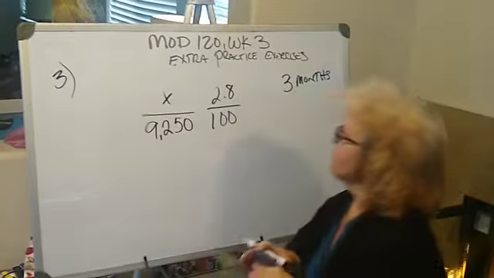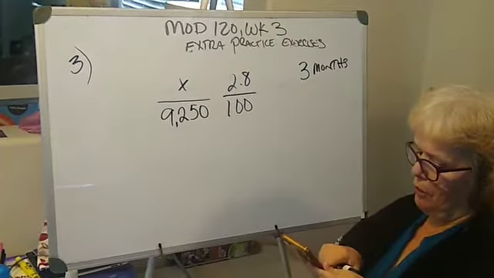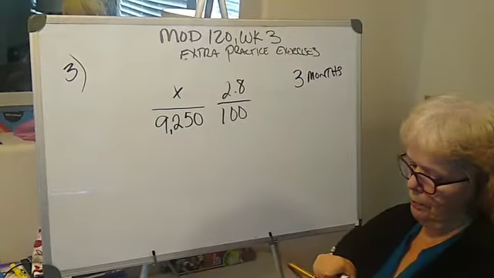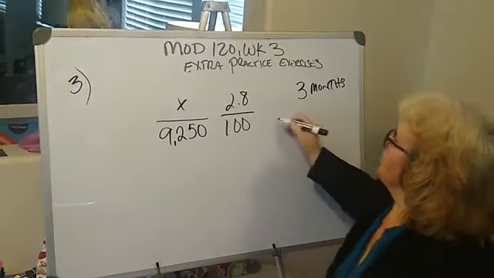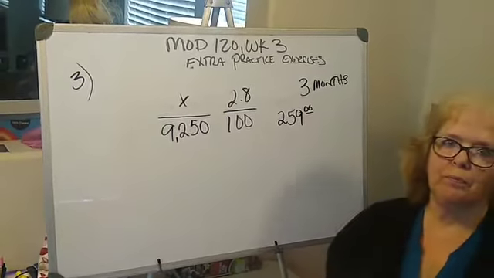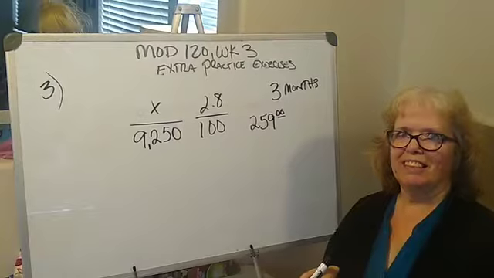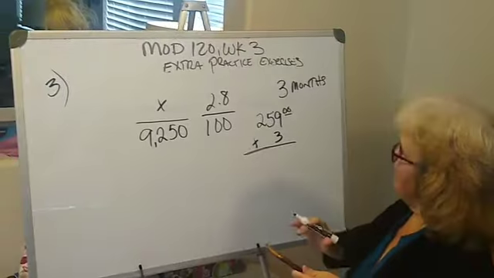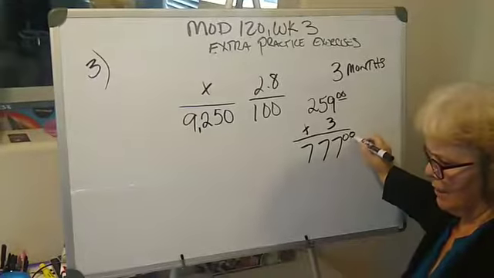Well, 9,250 times 2.8 equals, and then divide by 100, equals $259. He's paying that in interest. Okay? And if they want 3 months' worth of interest, what do we have to do? 259 times 3 equals $777.